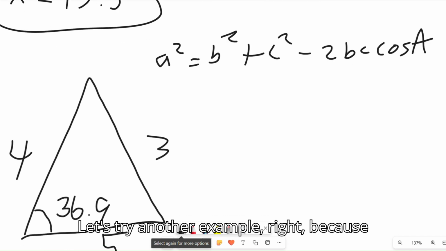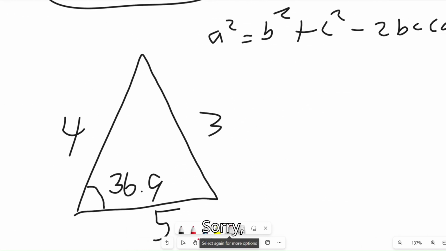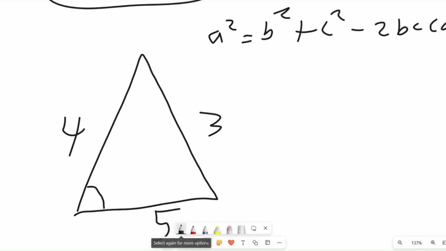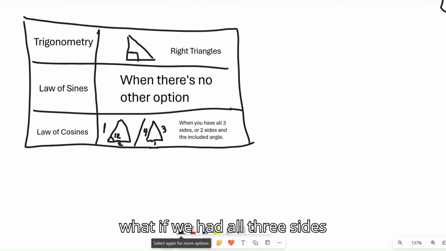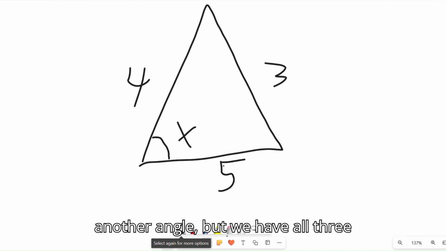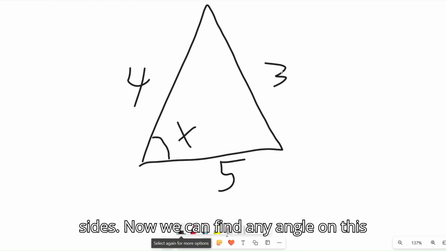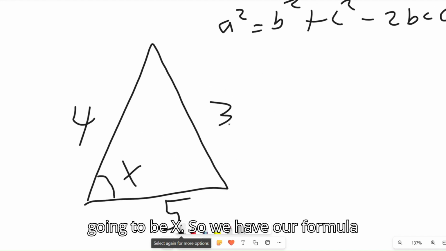Let's try another example, right? What if we had all three sides, but no angles? Maybe we have another angle, but we have all three sides. Now we can find any angle on this triangle. Specifically for this problem, it's going to be x.